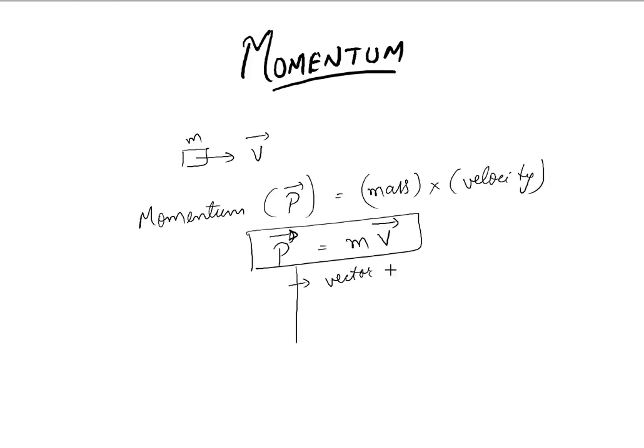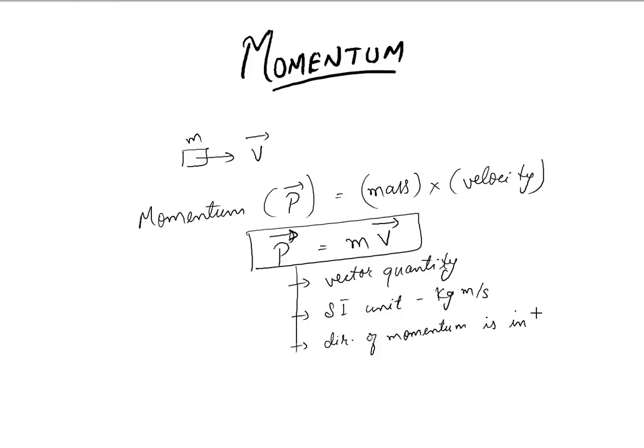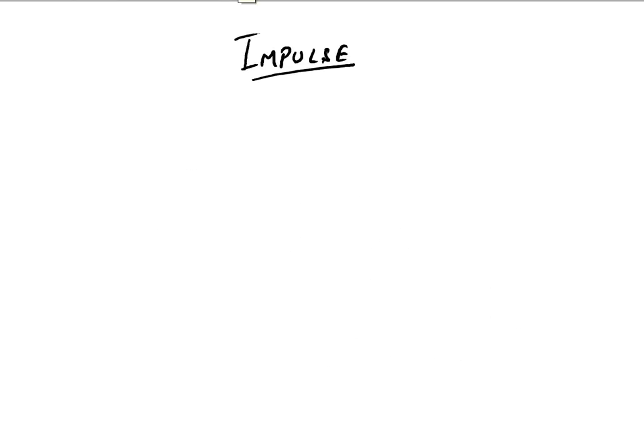So momentum is a vector quantity, and the SI unit of momentum: the SI unit of mass is kg and the SI unit of velocity is meter per second. So the SI unit of momentum is kg meter per second. And most importantly, the direction of momentum is in the direction of velocity.